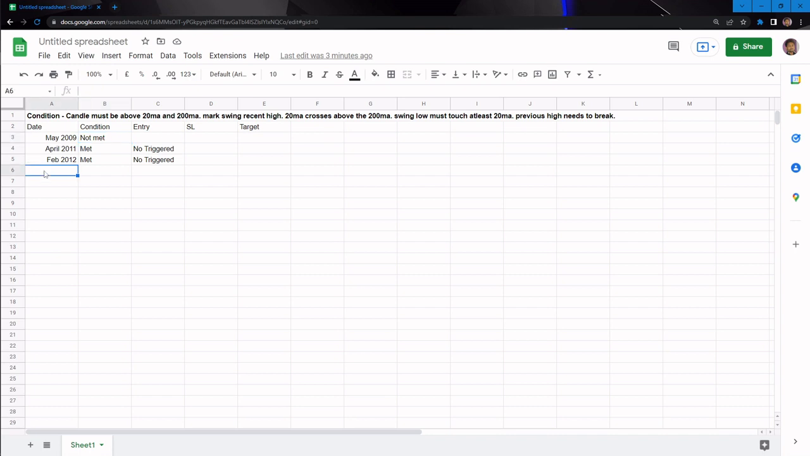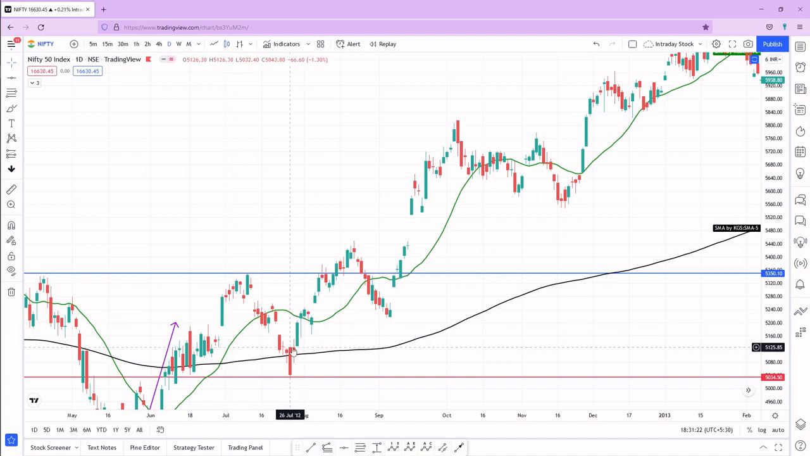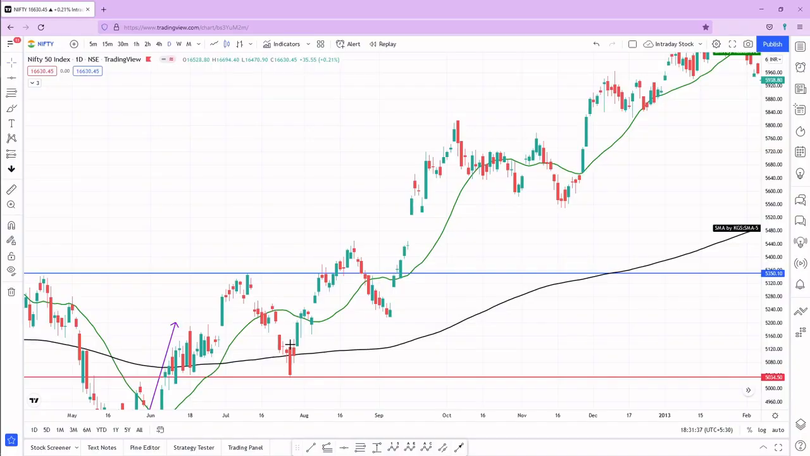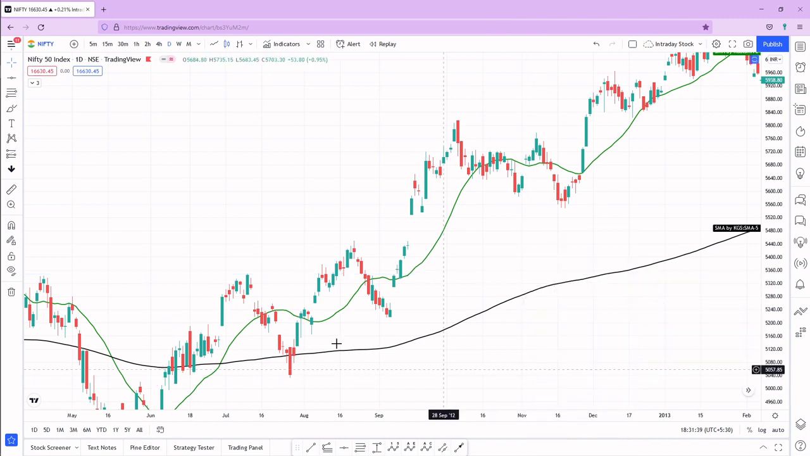So in August 2012, yes, August 2012, right? In August 2012, the condition was met, entry triggered, SL not hit, and target got hit. After waiting through 2009, 2010, 2011 and 2012, in the middle of it we got one entry, and that entry told us our target is hit. I'm just giving it for 1:1.